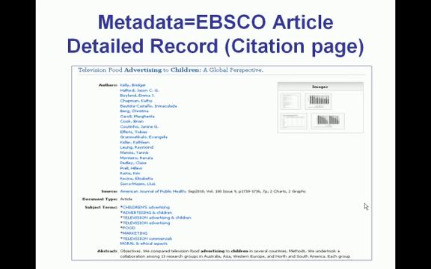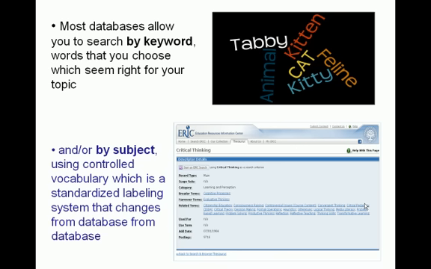This screenshot of a journal article from the EBSCO database called Academic Search Complete tells us the title, Television Food Advertising to Children, A Global Perspective, the authors, the type of document it is, and other key pieces of information that describe what this resource, a journal article, is about. I said we'd be brief on metadata, so let's move on now to controlled vocabulary.